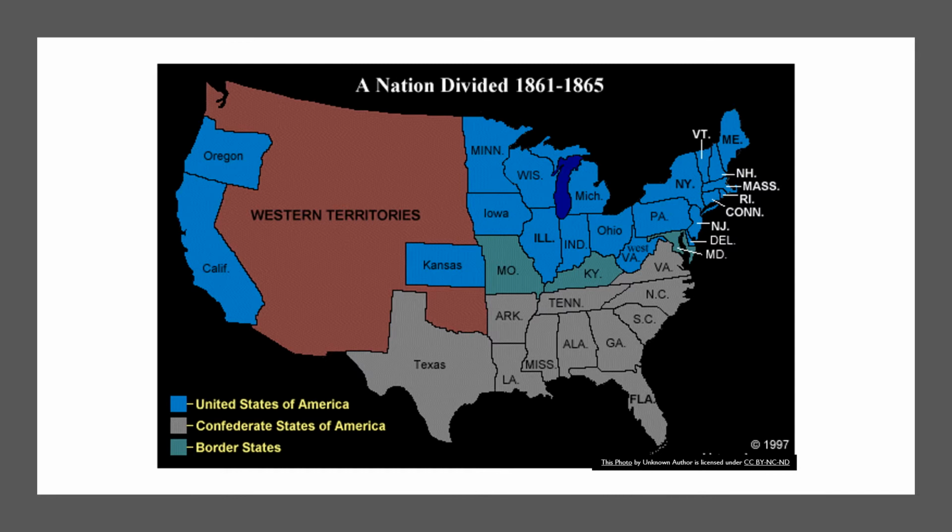The greenish color states are what we consider border states, which were very divided in terms of what side to support, but were kind of keeping the division between the areas. And the reddish brown color is the Western territories that weren't really states yet. Again, you can see how the country was divided as we go into the Civil War.